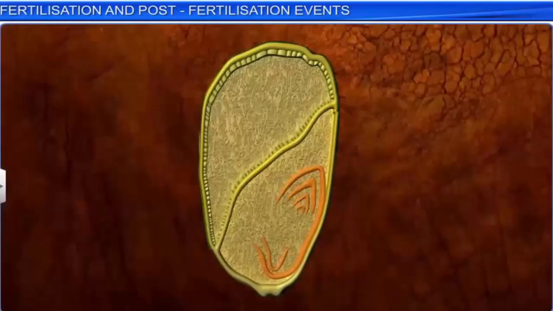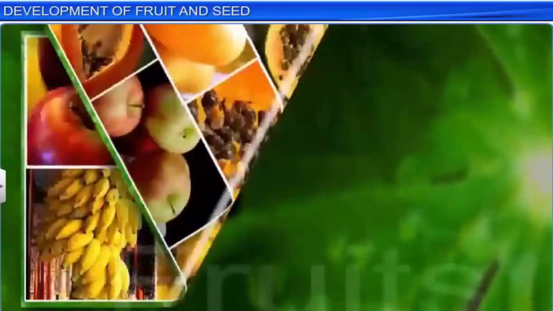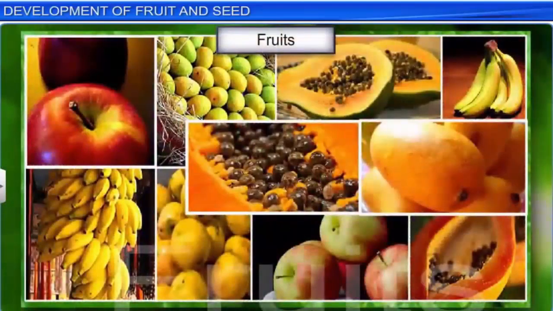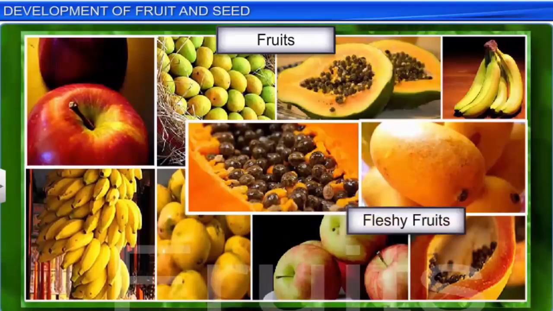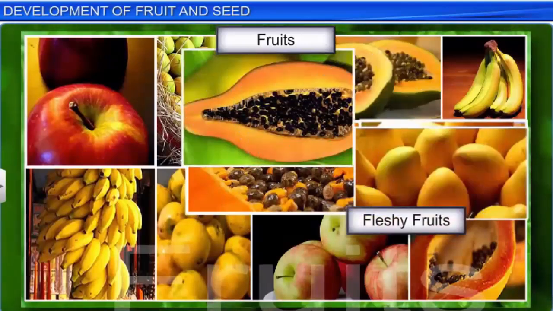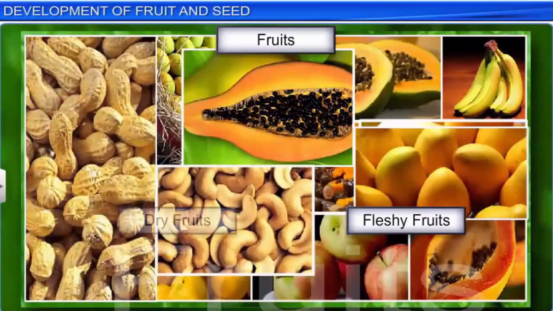Interestingly, the various parts of the embryo develop differently as the seed germinates. In this manner, the embryo, as well as endosperm, develops from the zygote and primary endosperm cell after fertilization has taken place in flowering plants. For us, fruit means a mango, papaya, apple, or a banana. However, for a botanist, fleshy and juicy mangoes or papayas are as much a fruit as are groundnuts or cashew nuts, which are dry in nature.